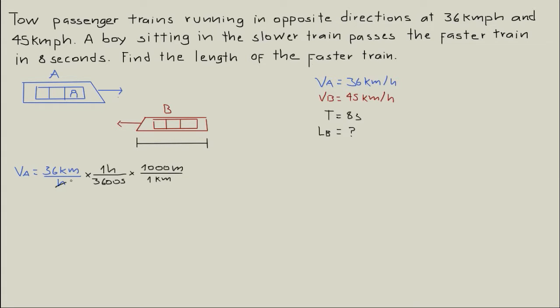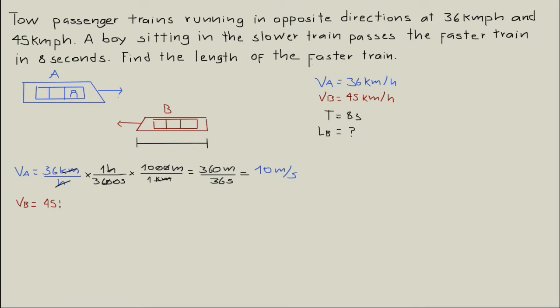Now we can cancel hours with hours, kilometers with kilometers, and some of the zeros to simplify our calculations. Now all we have left in the numerator is 360 meters and 36 seconds in the denominator. 360 over 36 is just 10 meters over second, of course. Now we can do the same to our velocity V.